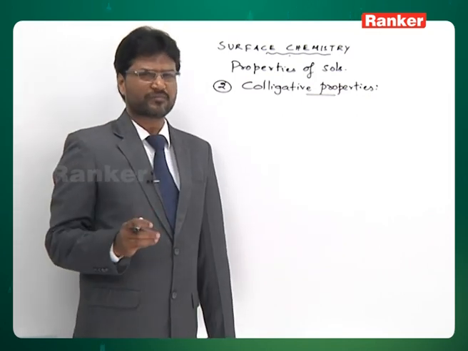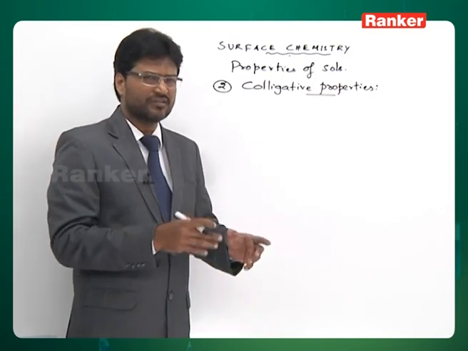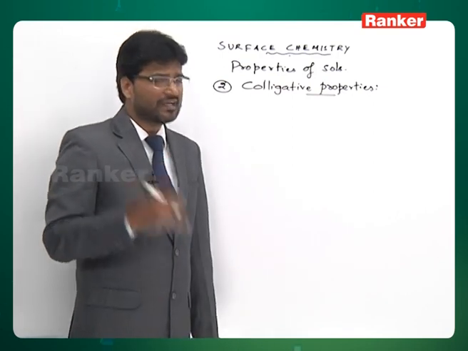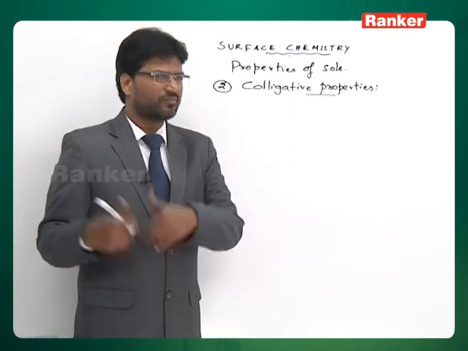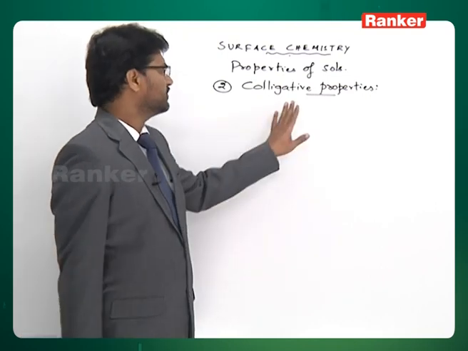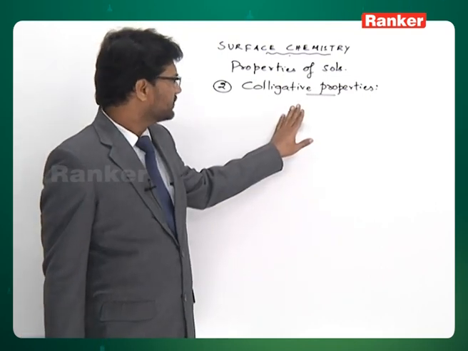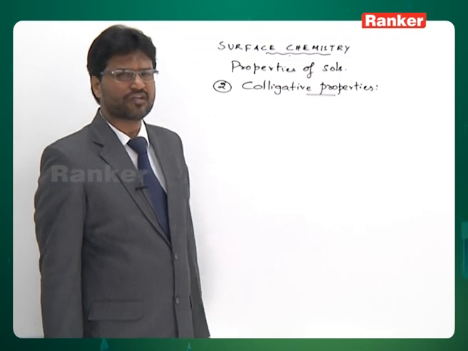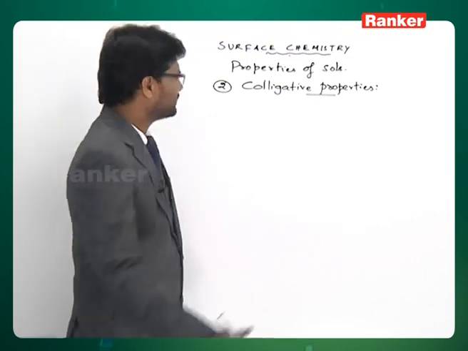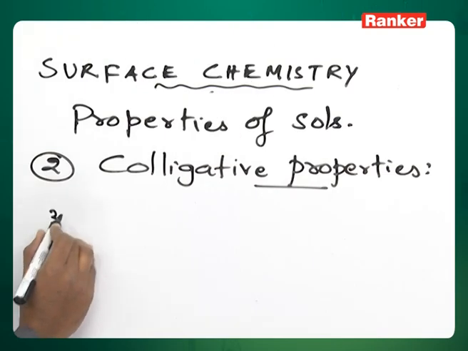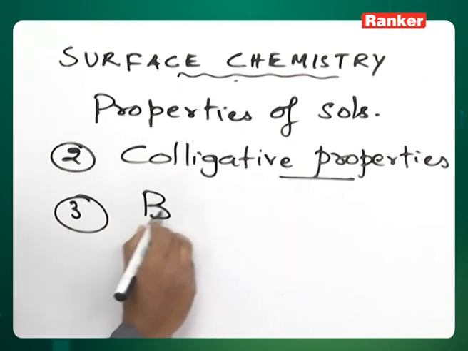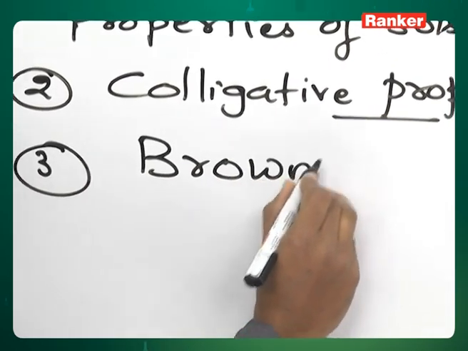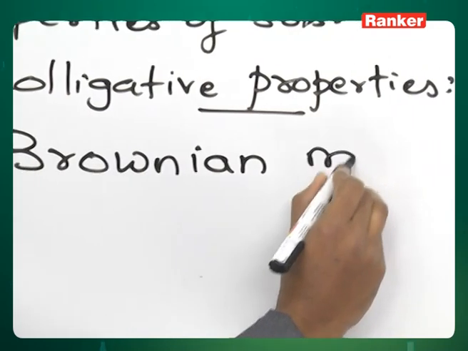Take the case of osmotic pressure. Osmotic pressure of a colloidal solution will be relatively very less when compared to the osmotic pressure of a true solution. So colloidal solutions have lesser value of colligative properties when compared to true solutions. Number 3 is Brownian movement.